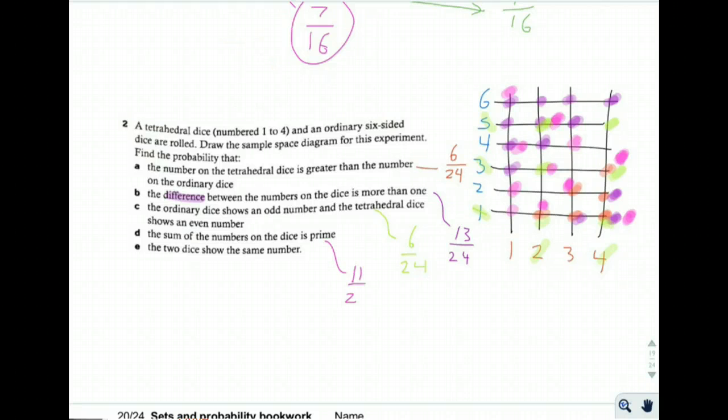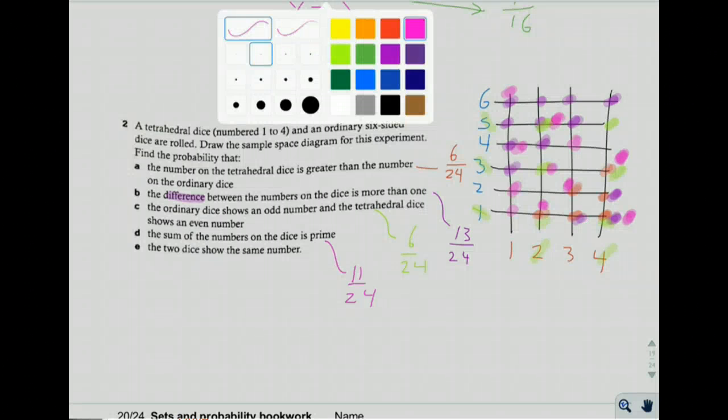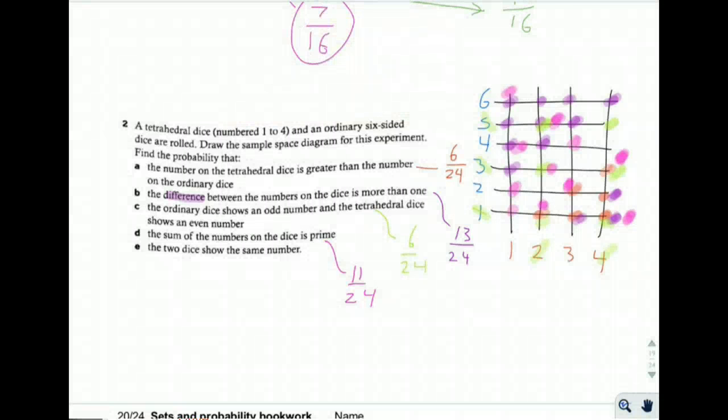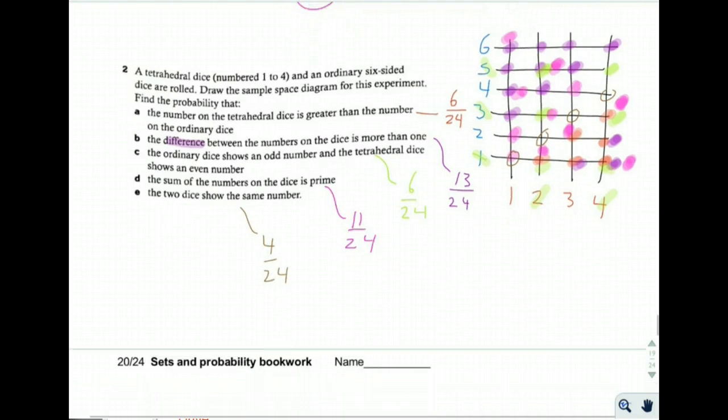11 out of 24. How about the 2 dice show the same number? Okay, that's only going to happen here, here, here, and here. So that's 4 possibilities, right? 4 out of 24. Okay? All right.